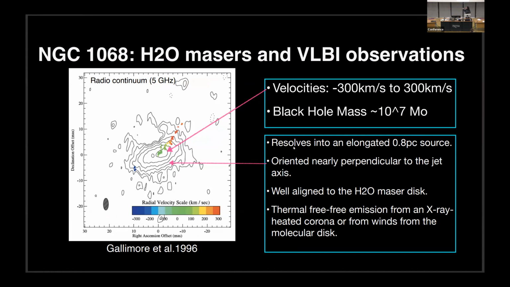And the velocities are very high, which means the material has to be in a disk, very close to something that is really massive. The black hole mass was calculated to be 10^7 solar masses. These are just characteristics of how the radio continuum was related to the masers. It was explained to be thermal free-free emission from an X-ray heated corona or from winds from the molecular disk. So we are very, very close to the black hole.